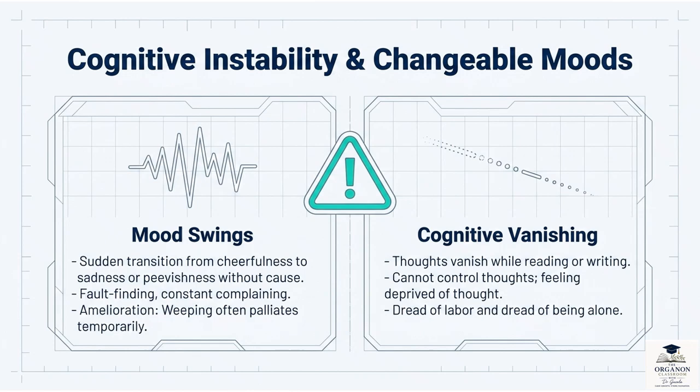Alright. Mental diseases 210 to 230 aphorism, 6th edition of Organon by Hahnemann. Okay, what do we know about this? Are mental diseases psoric in origin? If you know, you know. If not, go back and see. Cognitive vanishing. Thoughts vanish while reading or writing. Cannot control thoughts. Feeling deprived of thoughts. Dread of labor and dread of being alone.